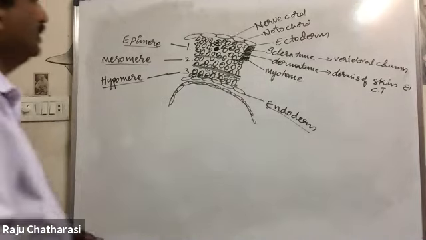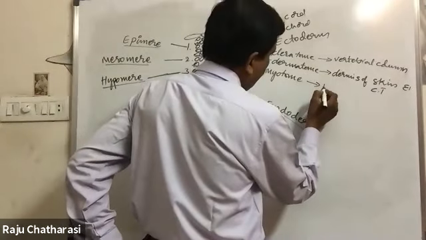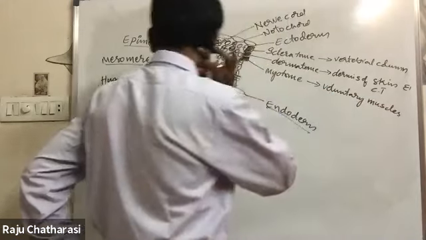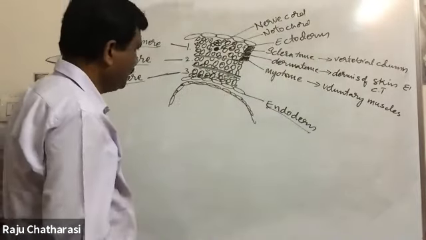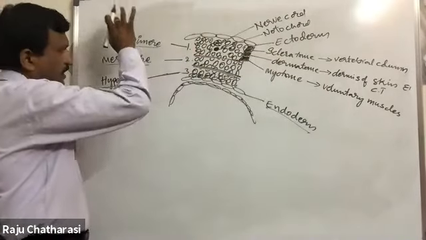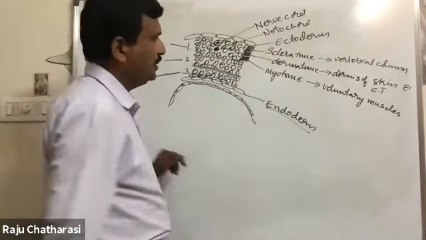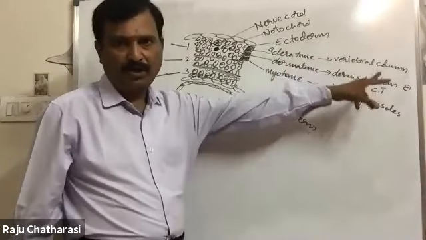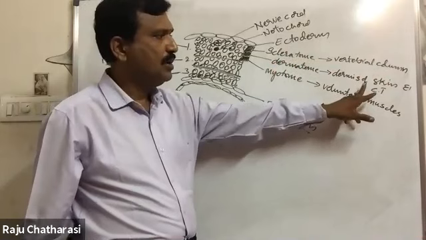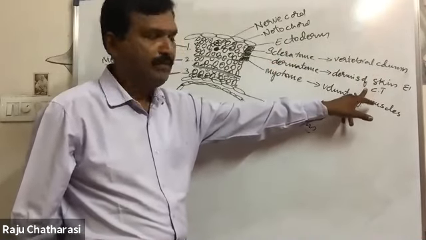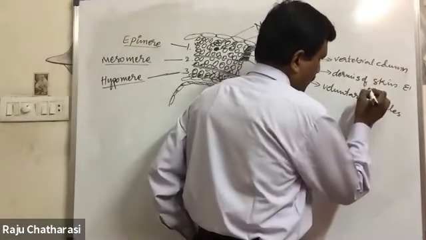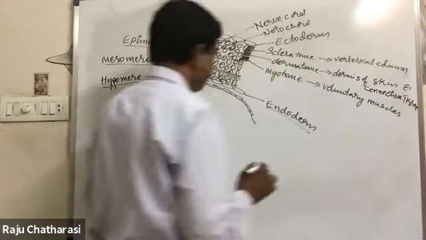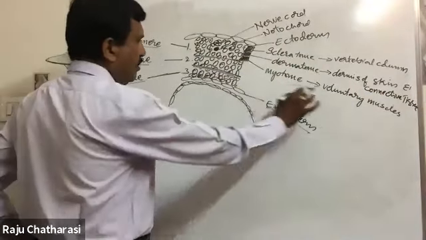Next, myotome. This myotome develops into voluntary muscles. So this is about epimere. Epimere is again divided into three blocks: sclerotome, dermatome, myotome. Sclerotome develops into vertebral column, and dermatome further develops into dermis of the skin and other connective tissue. CT means connective tissue. Next, myotome develops into voluntary muscles.